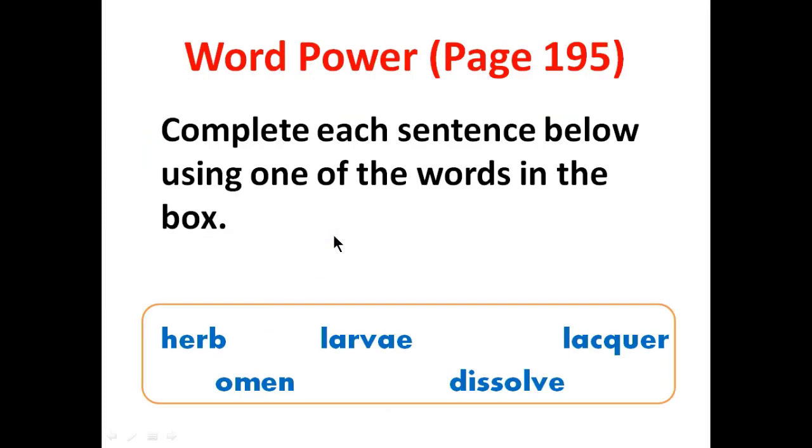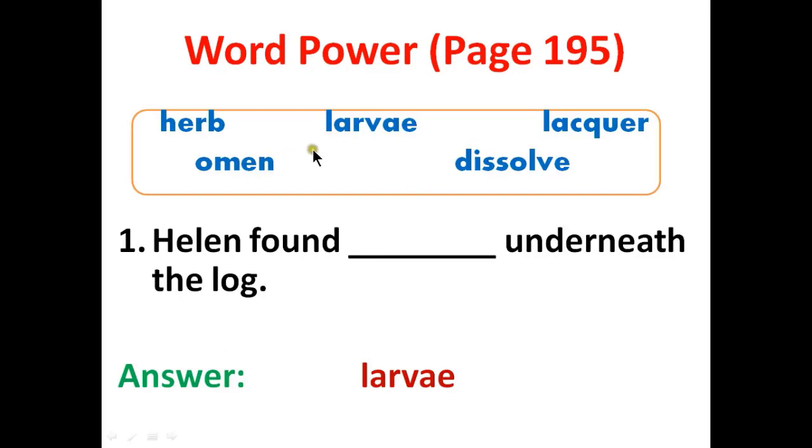Now we are going to do 2 exercises on page number 195. These 2 exercises are again linked with the same 5 keywords. First of all, you will complete each sentence below using one of the words in the box. You will take one word from this collection and then you will complete the sentence. Helen found larvae underneath the log. Here you will write the word larvae.